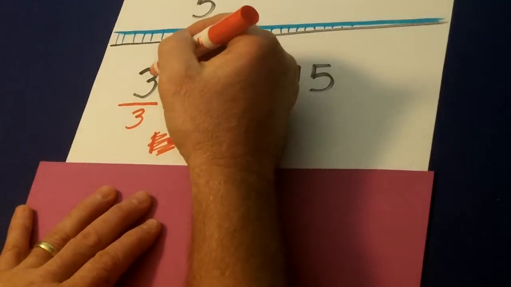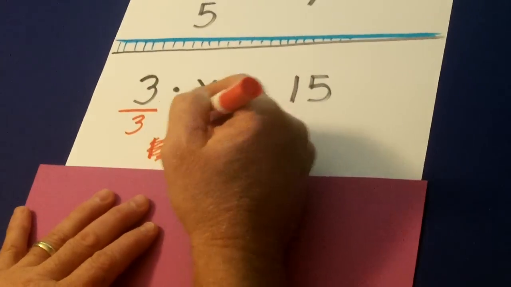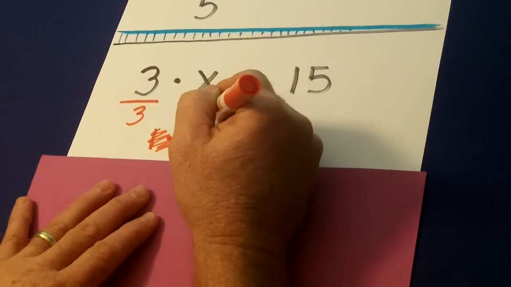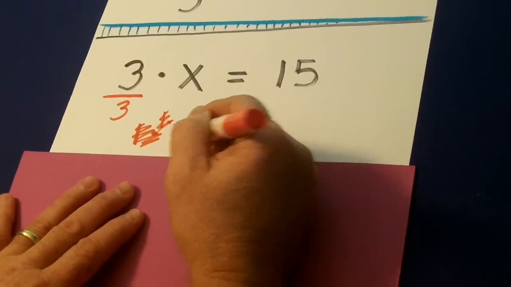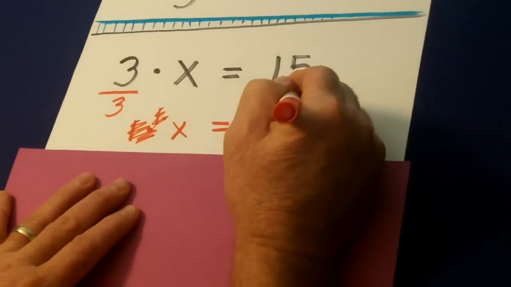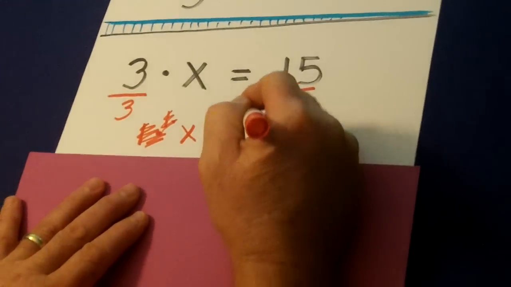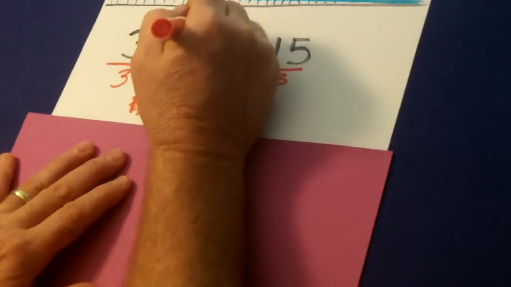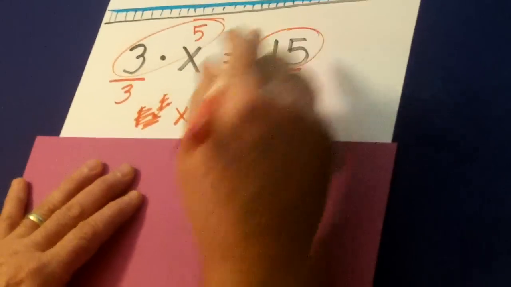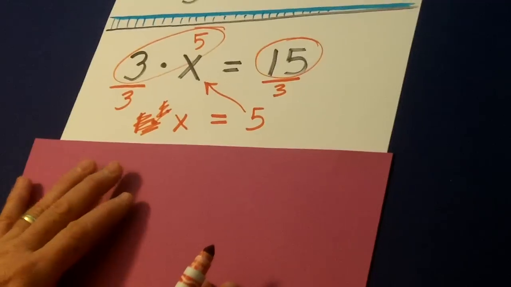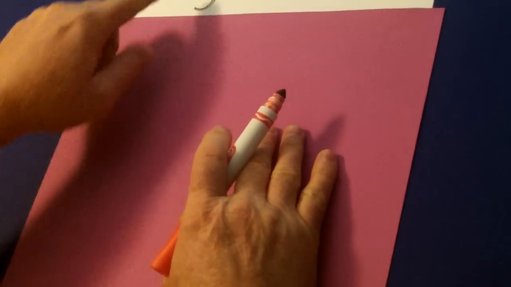Okay? Now, what is 3 over 3? 1. And what is 1 times x? X. But remember, both sides. 15 divided by 3 is 5. Now let's check. What's 3 times 5? 15. Okay? Now, let's go back up here.